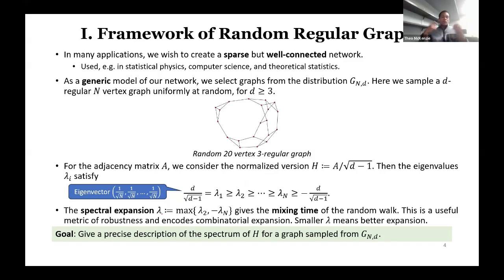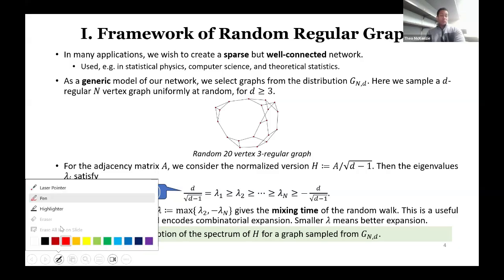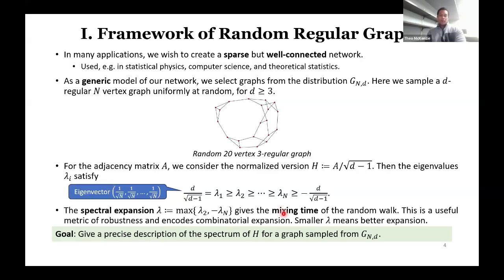theorem. In terms of spectral statistics that we're interested in, one that people often care about is the spectral gap. We can think about this as the maximum between lambda 2, the second largest eigenvalue, and minus lambda n, which is the most negative eigenvalue. The point is that this second largest eigenvalue gives the mixing time of the random walk. And often people are interested in this as it encodes some kind of combinatorial expansion. And so our goal for this talk is going to be to give a very precise description of the spectrum associated with this random regular graph.